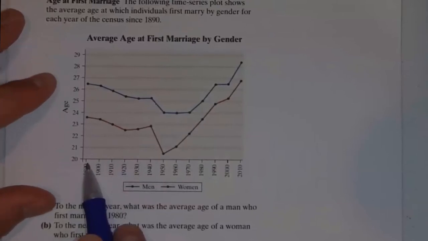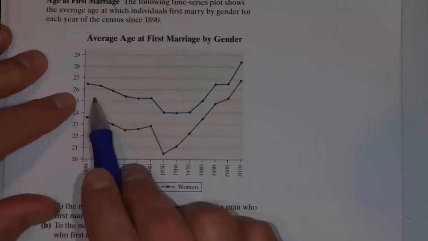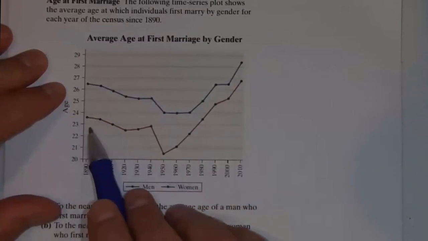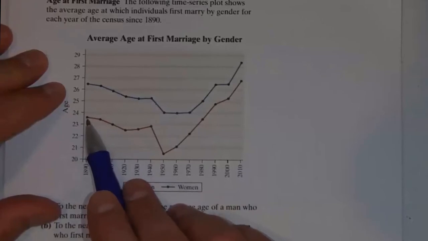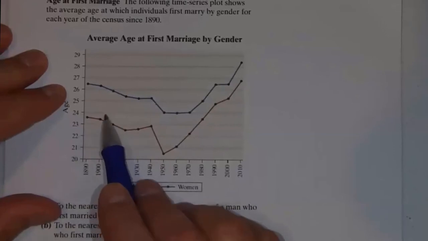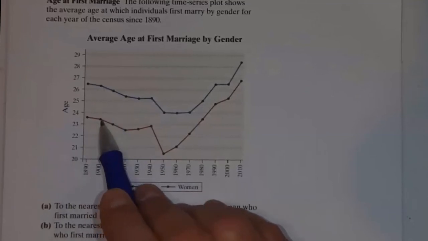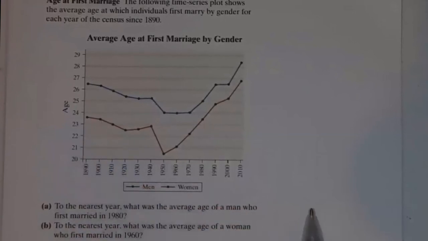And again, this is the average age at which individuals first marry. So in 1890, a man would have been somewhere between 26 and 27, maybe 26 and a half years old on average when he first married. A female would have been a little more than 23 and a half years old that year. By 1900, the age had dropped for men a little bit, maybe more like 26 and a quarter years old. And for a female, it also dropped to maybe 23 and a third years old, and so on.